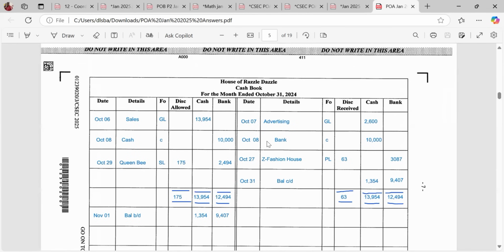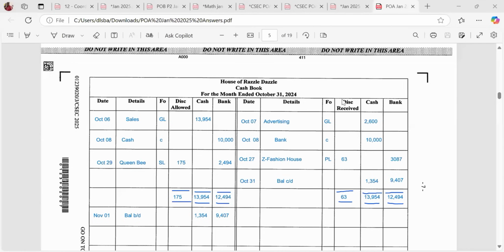Right? So discount columns are not balanced. They have no balance carried on or brought down. They do not need to match. They are two completely different things. Discount allowed is an expense. Discount received is a revenue.